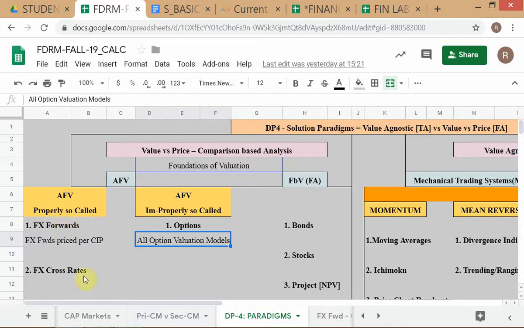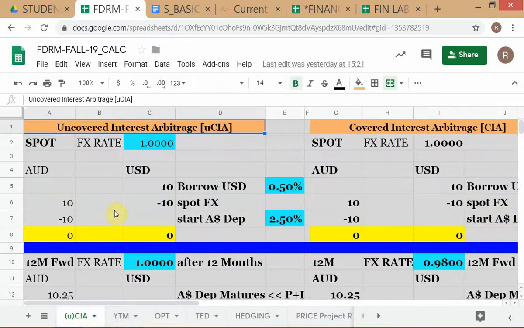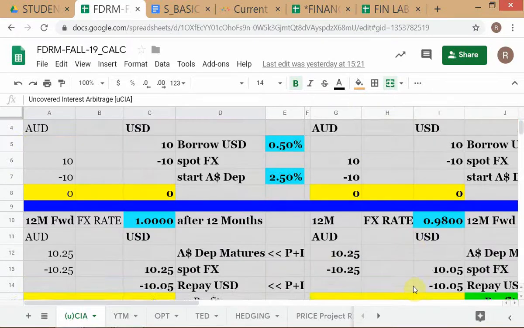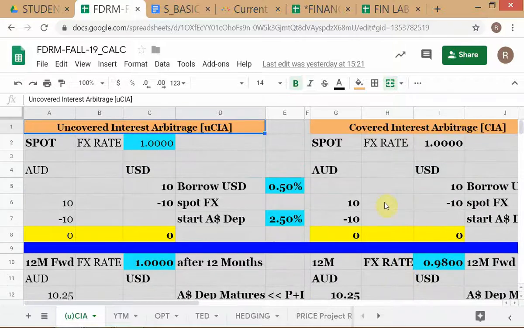Okay, which is this FX forward sheet that I keep showing you. This is actual AFV, because in this sheet there is no covered and uncovered interest arbitrage. This is covered interest arbitrage where you have the modeling of the FX forward rate, which is a zero profit modeling. But here the point is, there is no forecast business. All the input values are known. This is basically the difference.